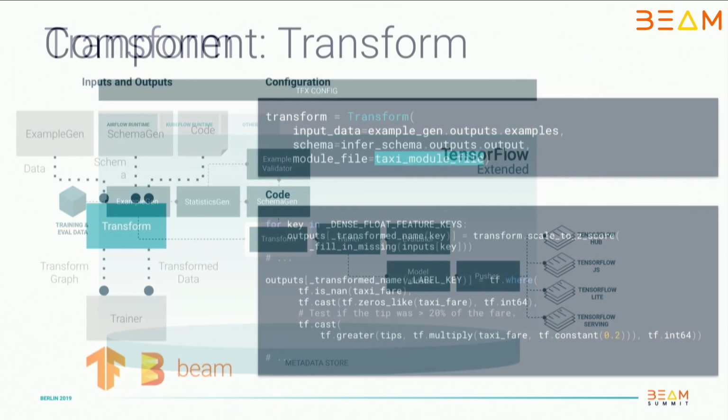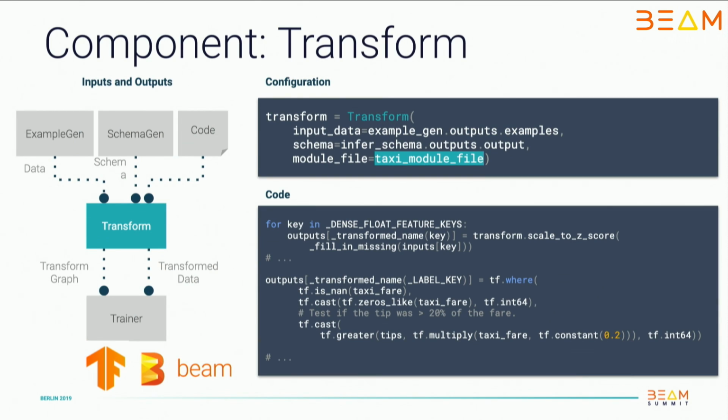Transform. Transform is one of the more complex components. It's taking the results from example gen, so that's your input data, the schema that we just talked about, and some code. And the code can tend to be more complex than the other components because it's doing more. That's where you're doing your feature engineering. And it's using Beam to do that as well as TensorFlow. So it can be more complex, and it's going to output two things: a transform graph that will be included in your final saved model as the input stage of your model, and the transform data itself.